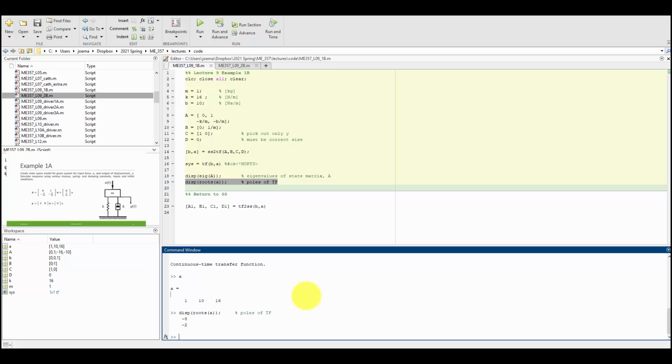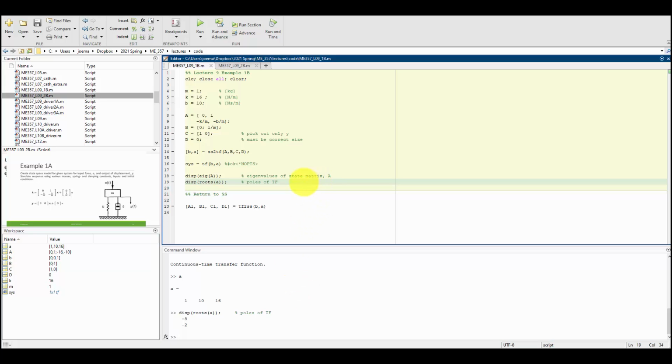But again, the transfer function model approach and the state space model approach are just two different ways of representing our same system. The system itself hasn't changed. We're going to look at the implications of this as we go into Unit 2. But we see that these two things are equivalent, the eigenvalues of A and the poles of our transfer function. At least for these linear systems that have a single input, that's going to be the case.